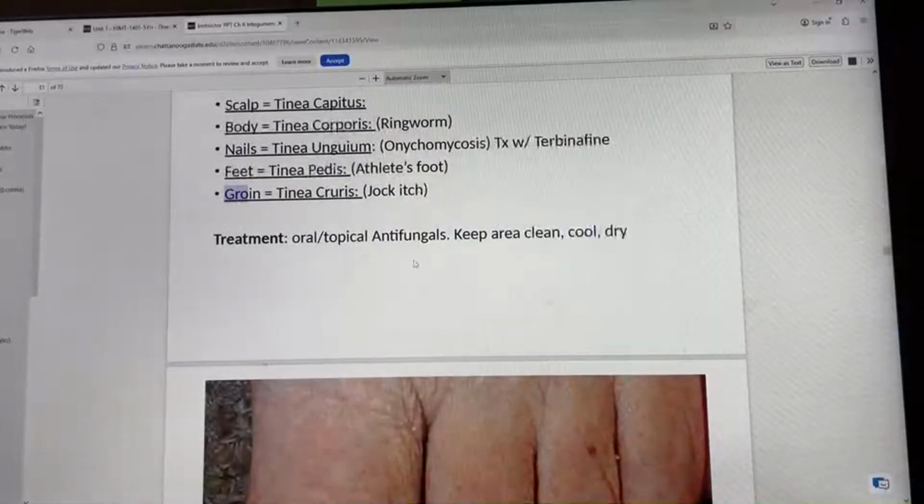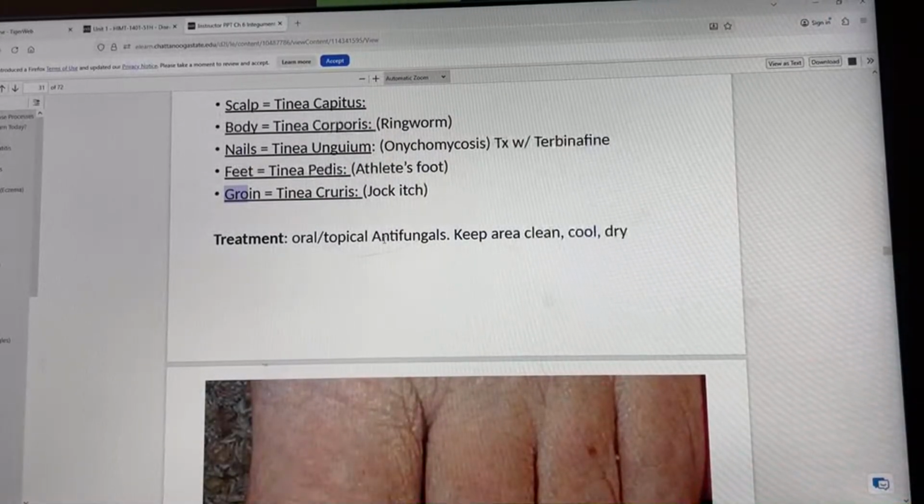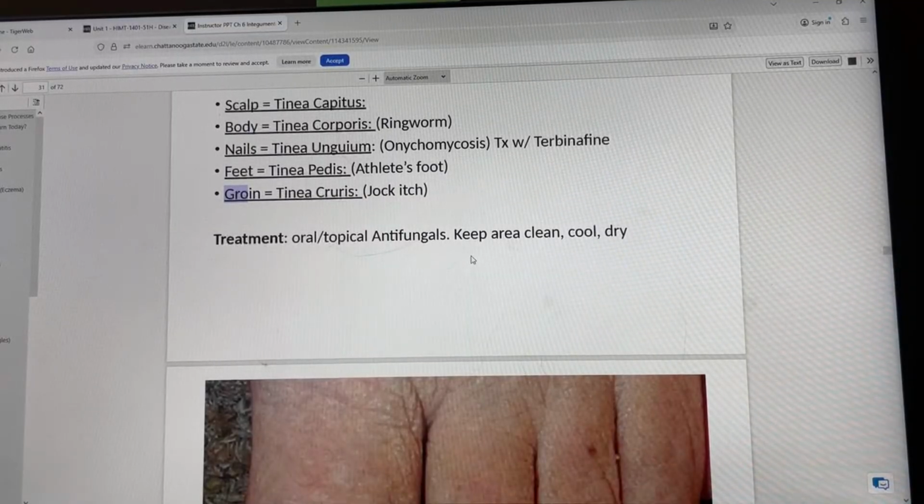The other thing is that fungus really likes warm, wet environments, like sweat, and like the feet, because you have shoes on all day and you don't get airflow and sunlight, right? So if you want fungus to get better, you keep the area clean, cool, and dry and exposed to the air, and that kills fungus off pretty quick.